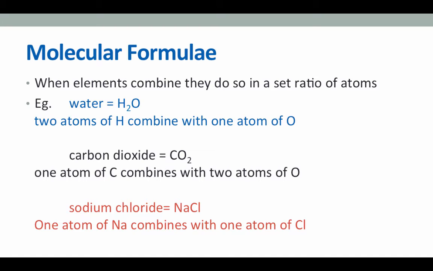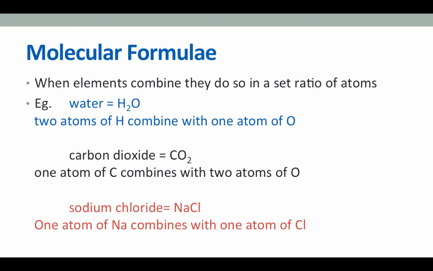Similarly, carbon dioxide is written as CO2. So the subscript indicates how many oxygen atoms combine with how many carbon atoms. If we do not have a subscript, we simply assume there is 1. So in carbon dioxide, CO2 indicates 1 atom of carbon combining with 2 atoms of oxygen.